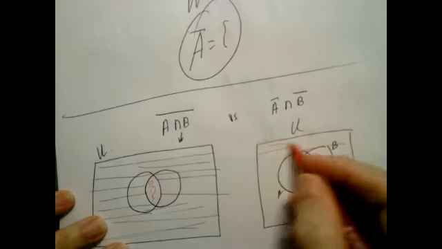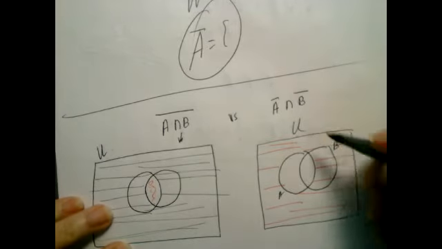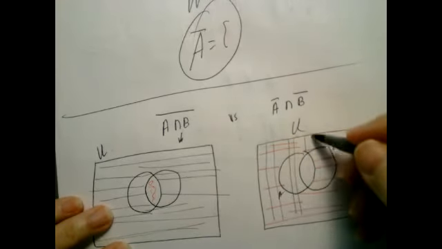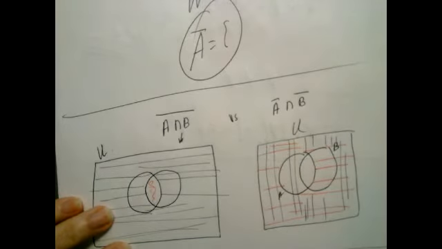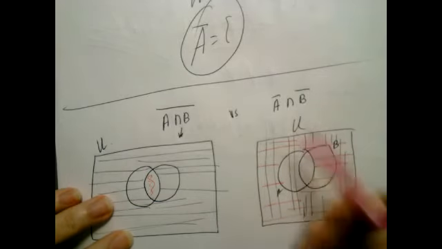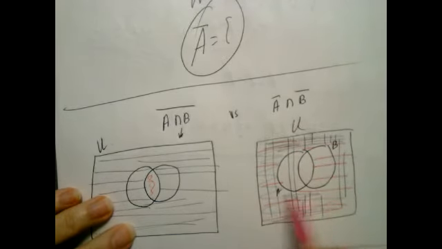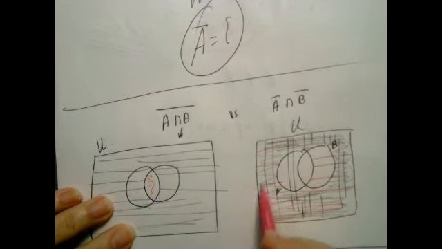Everything in A complement, you have to intersect it with everything in B complement. So we're avoiding B. And we look at the region in common. And the region in common is, I will just put it in shadow. This will be the region in common. So that's what it is going to be. That's it, the shaded region.